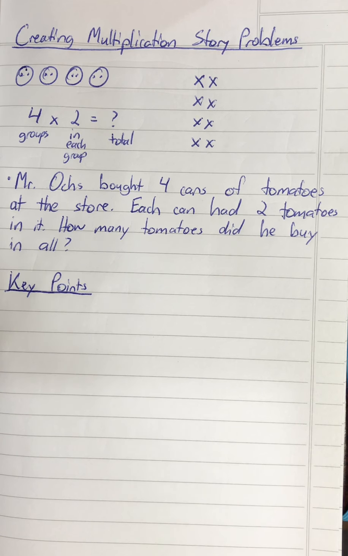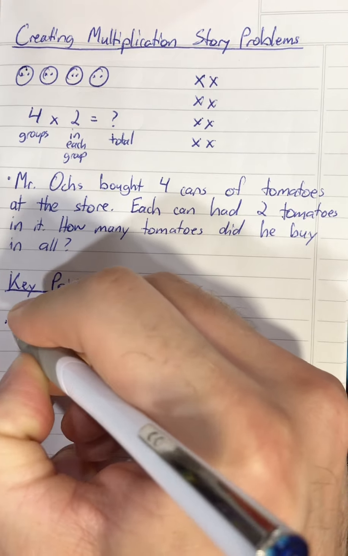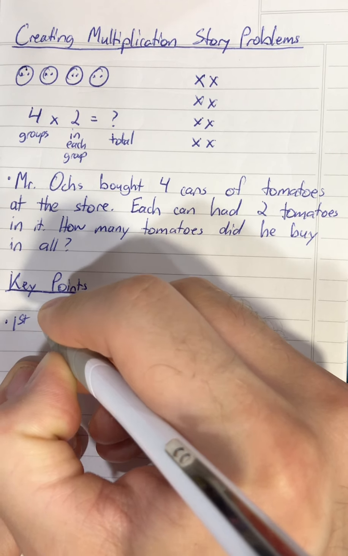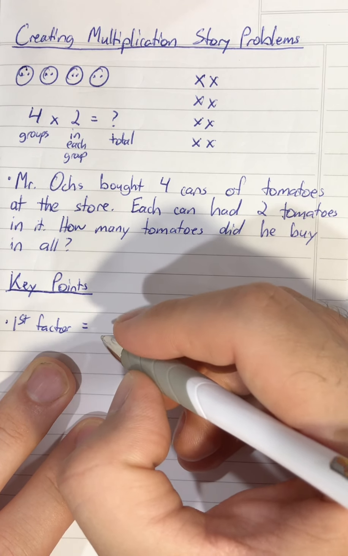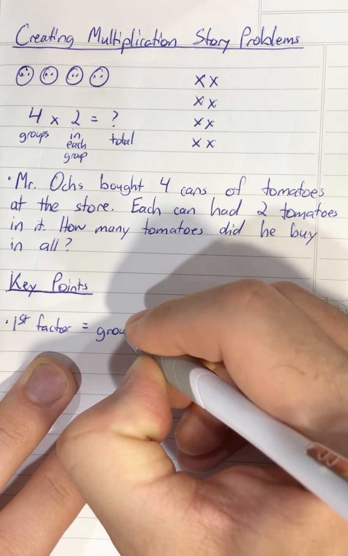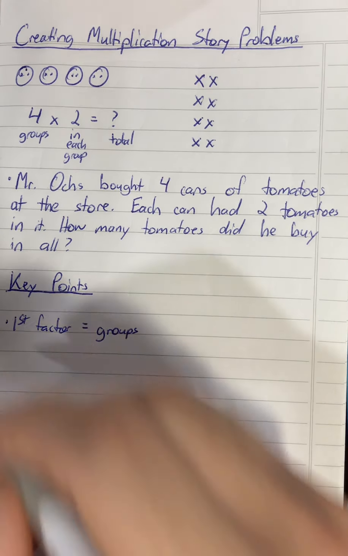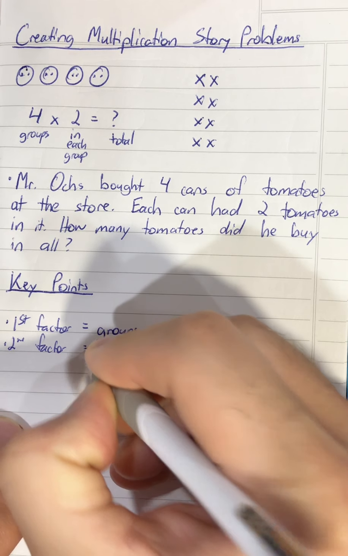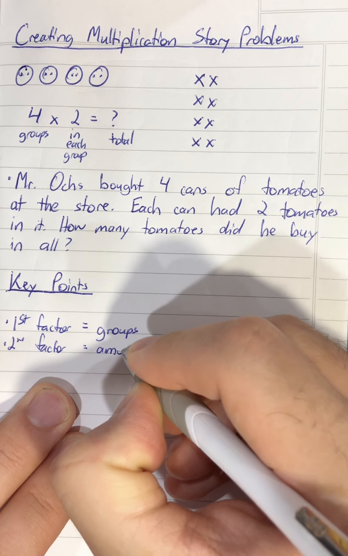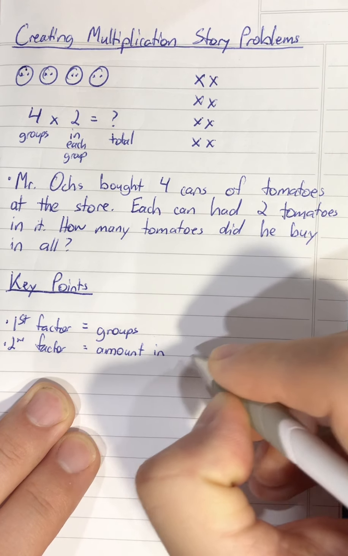Right. You can use what the factors represent to draw a picture, like we did here, and then you can write a story that matches that picture. So you know that the first factor, that's going to tell you the number of groups. The second factor, that's going to tell you the amount in each group.